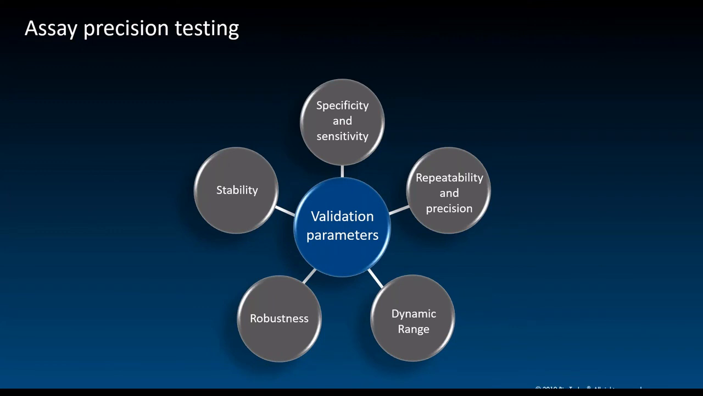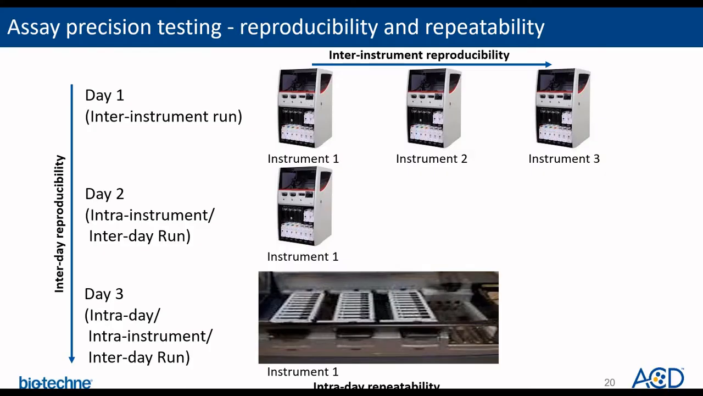Our validation parameters include specificity and sensitivity, repeatability and precision, dynamic range, robustness and stability. Assay precision testing might include inter-instrument and inter-day reproducibility, as well as same-day repeatability.